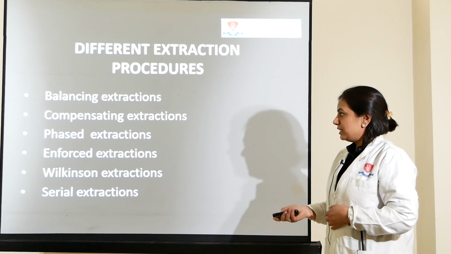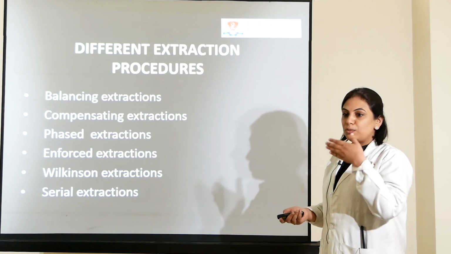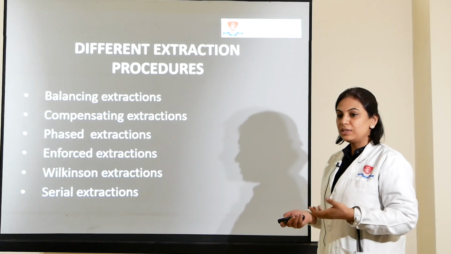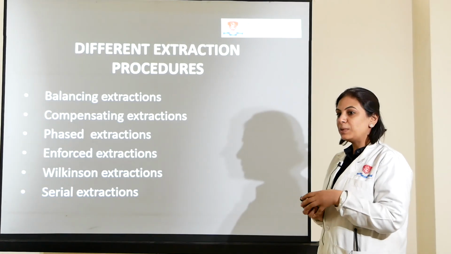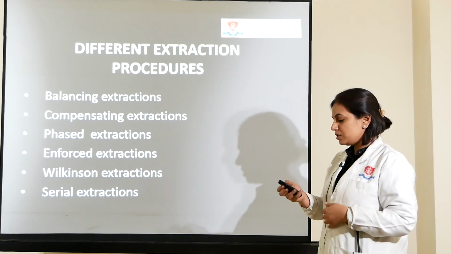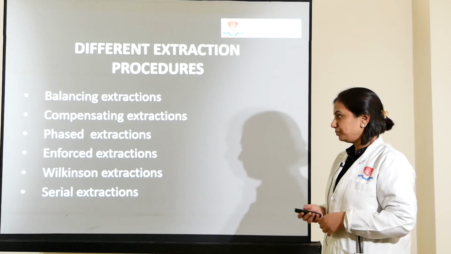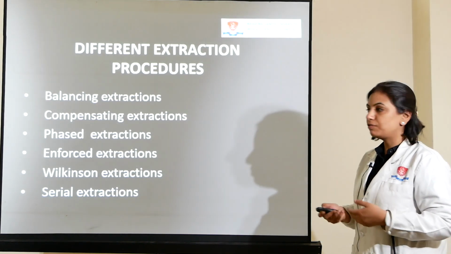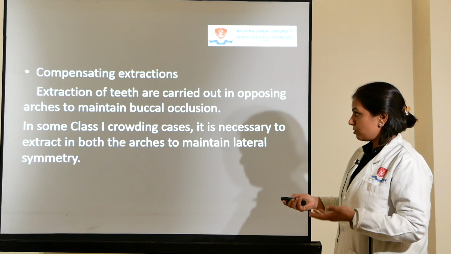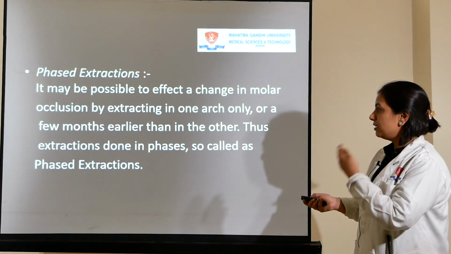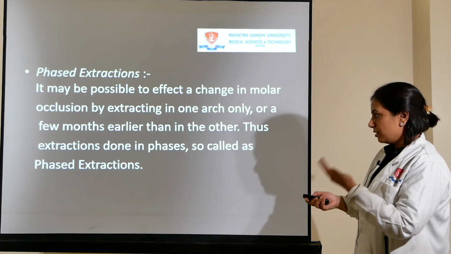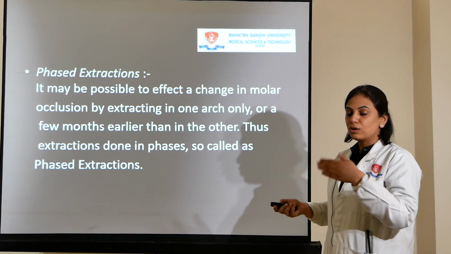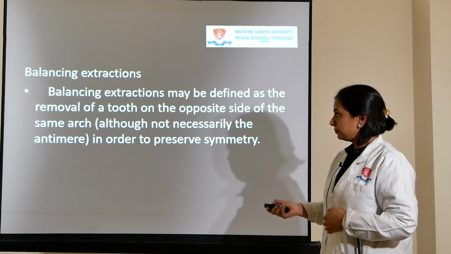Then we have compensating extractions. Compensating extractions are when we extract in one arch, in the upper arch. To compensate for that, we need to extract in the lower arch, again to maintain the symmetry of the buccal occlusion. Then we have phased extractions. Phased extractions are when you would extract first in one arch, maybe one tooth, one side, and then after a few months go for the other side, just to check the occlusion on one side first.